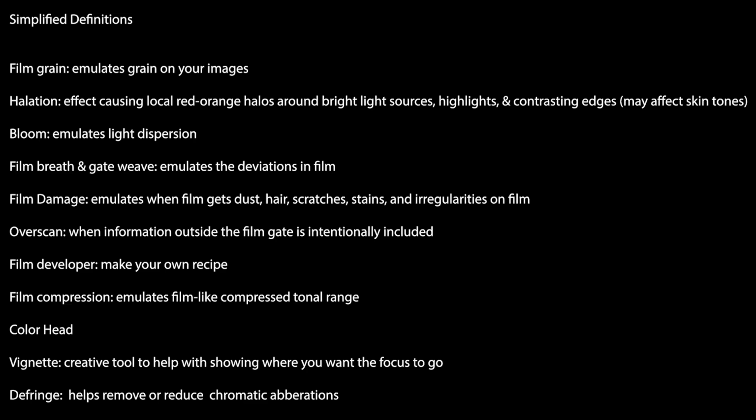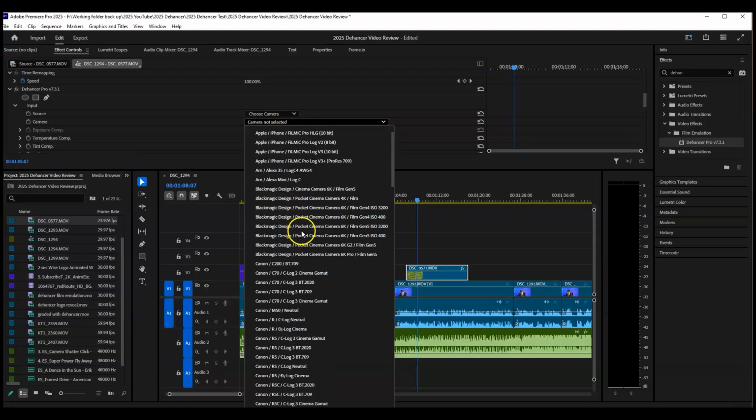They have tools like film grain, halation, bloom, film breath and gate weave, film damage, overscan, film developer, film compression, CMY color HUD with print toning, vignetting, and defringe. You also can pick different tool profiles like 8, 16, 35, and 65 millimeter. They have over 130 cameras that you can pick from.